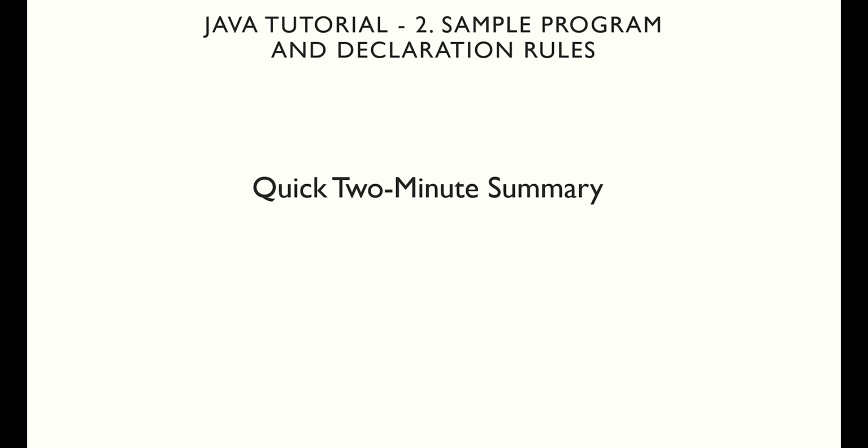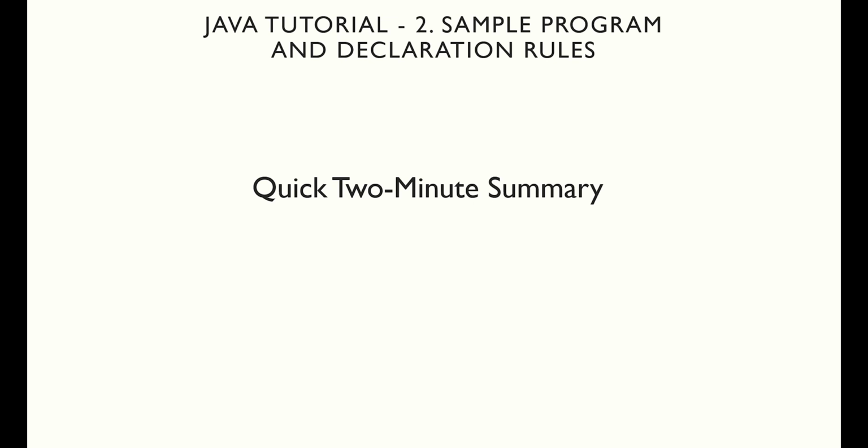Declaration rules. Some rules for naming conventions. An identifier must be made of only Unicode characters, numbers, currency symbols, and connecting characters like underscore. It cannot start with a number. It must not be a keyword. Names are case sensitive. The first letter of a class must be capitalized and other words should be in camel case. The first letter of a method must be lowercase and other words should be in camel case, and many other rules.